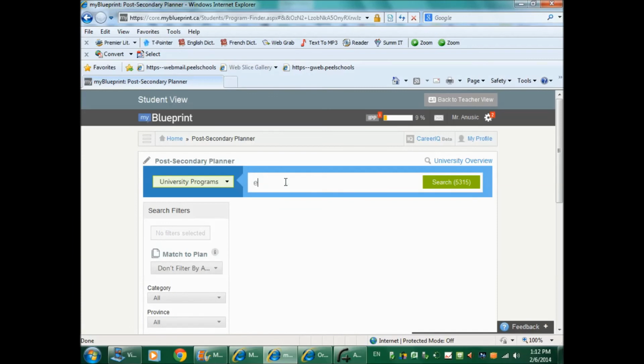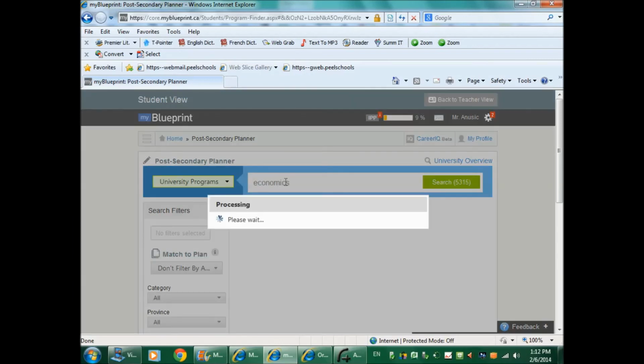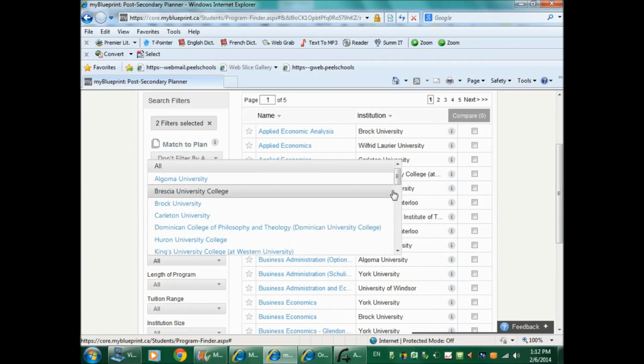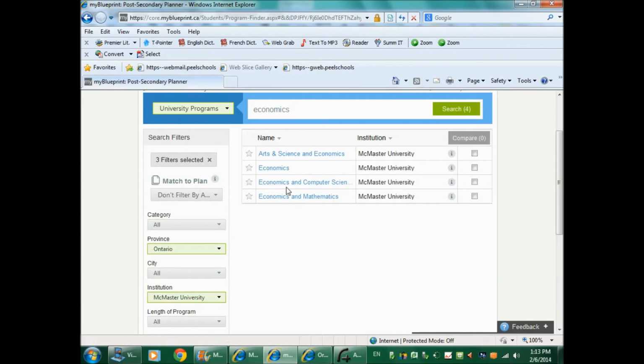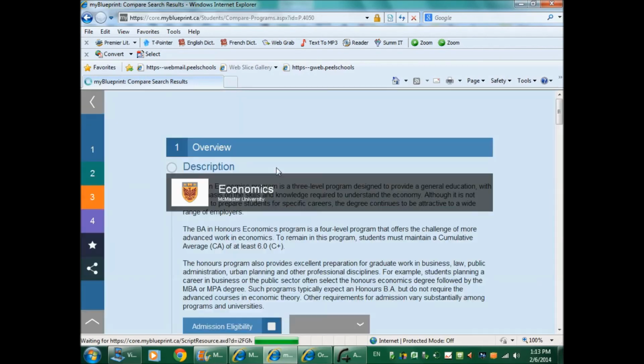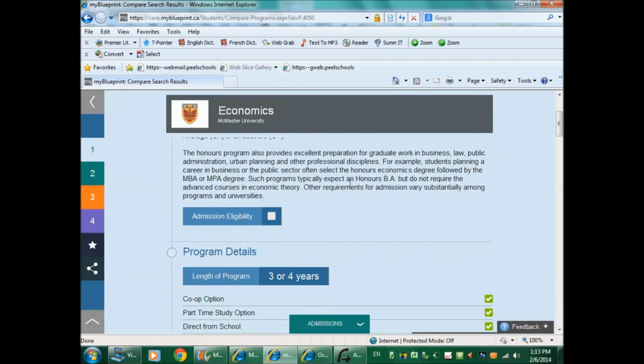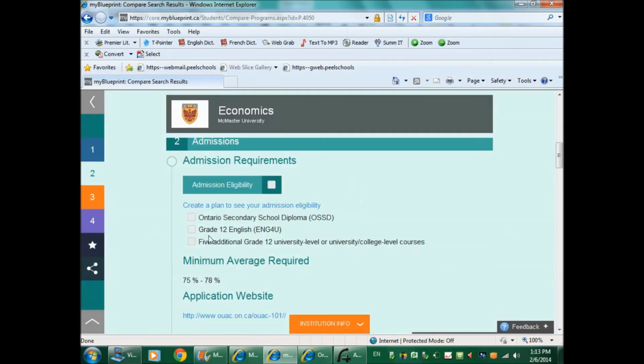And now let's look at a university program. Let's look at economics. And let's look at McMaster University, for example. So we have economics and computer science, economics and mathematics. So their economics program has grade 12 English and 5 additional grade 12 university level courses, which means that you don't even need a grade 12 math. You could have stopped after grade 11. And that grade 11 could be anything. It could be 3U, it could be 3M, or it could be 3C.